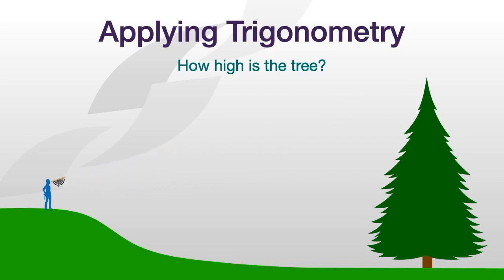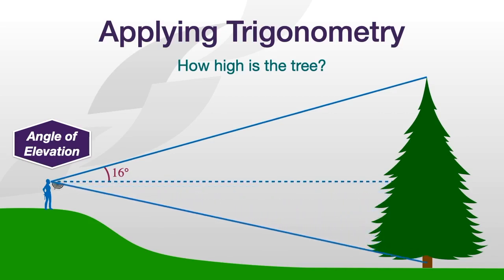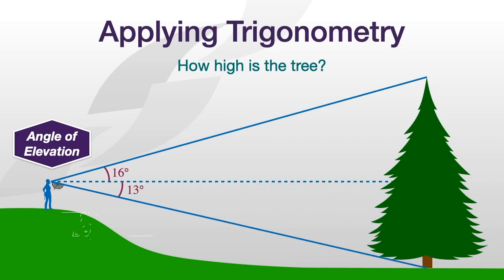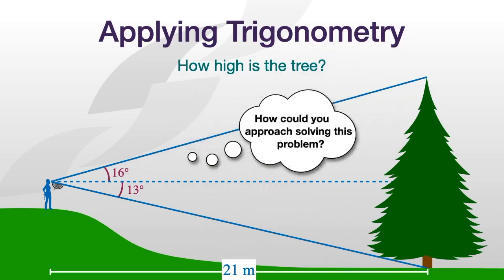Suppose a person standing on a nearby hill uses a clinometer. They measure what is called the angle of elevation to be 16 degrees. They then measure what is called the angle of depression to be 13 degrees. The angles of elevation and depression are measured relative to a horizontal line. The distance from the person to the base of the tree is 21 meters. So, with this information provided, how could you approach solving this problem?